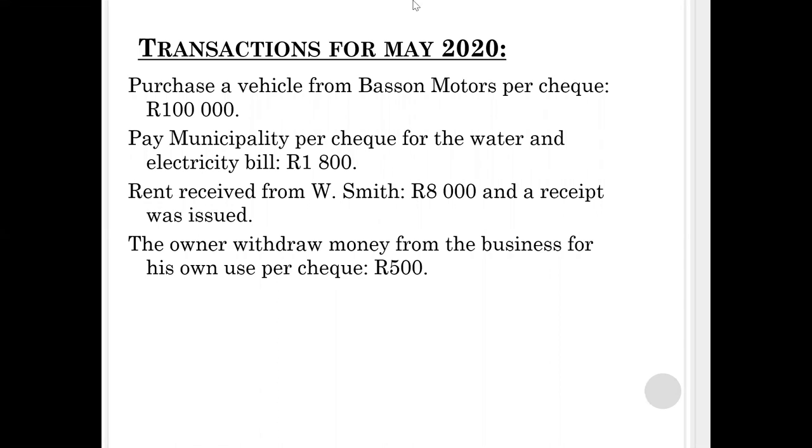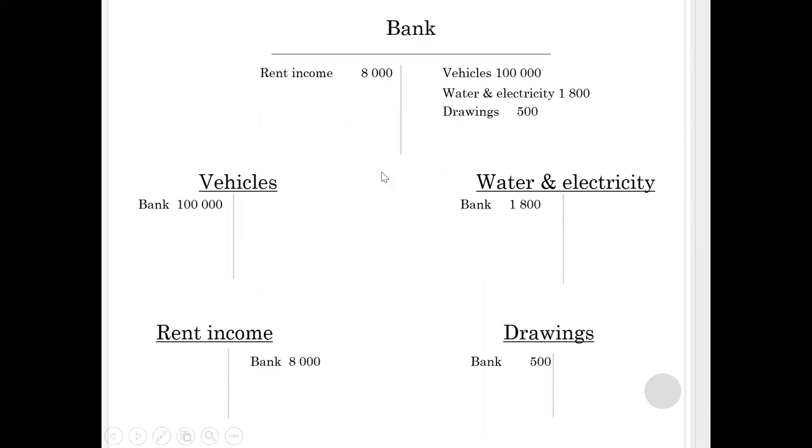Right, we're going to start marking it, to look at it. So I will jump between this slide for the transaction and the next slide for the T account. So let's start with the first one. It is saying purchase a vehicle from Basson Motors per check, 100,000. What are the two things that you must look for? The amount, 100,000. What is this transaction all about? About a vehicle, right? So let's go and check how your T accounts are going to look.